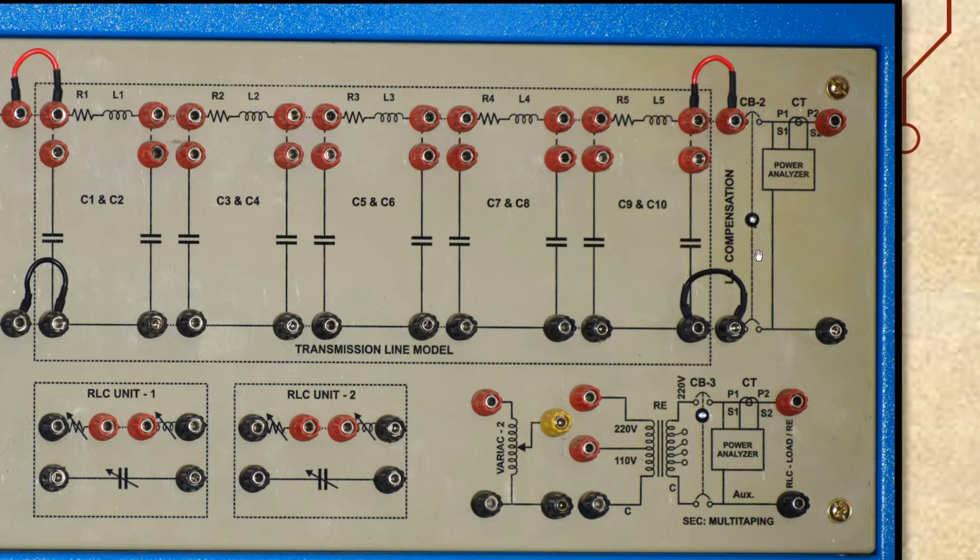If you turn off the circuit breaker, the transmission line becomes without compensation, and if you turn on the circuit breaker, the transmission line is connected to RLC unit 1 and 2, which is nothing but the compensation unit. RLC unit 1 and 2 can be used as the load box, and also as the compensation box. So right now, if we connect the compensation at these two terminals, then we have to open the connection to make it without compensation.